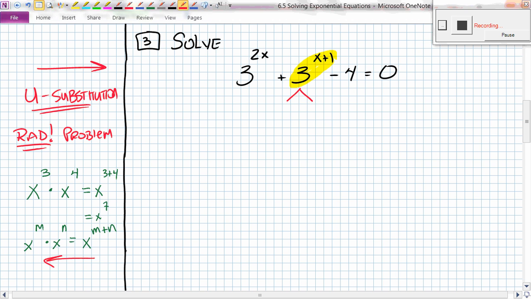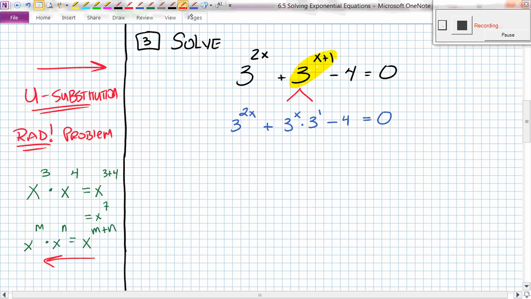Okay, cool. So then I'm going to have 3 to the 2x plus 3 to the x times 3 to the first minus 4 is equal to 0. That's the first weird thing that you do. Isn't that kind of weird, right? We've never done that before. Okay, now it's about to get stranger.